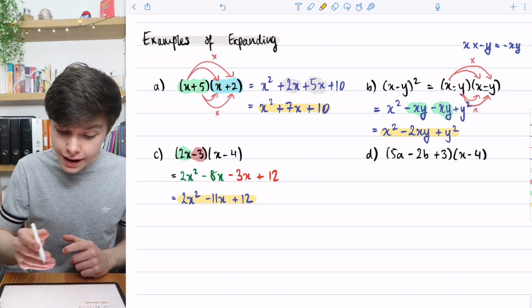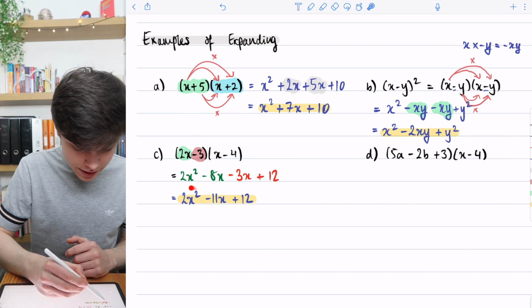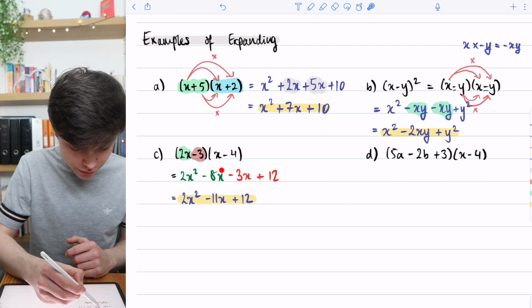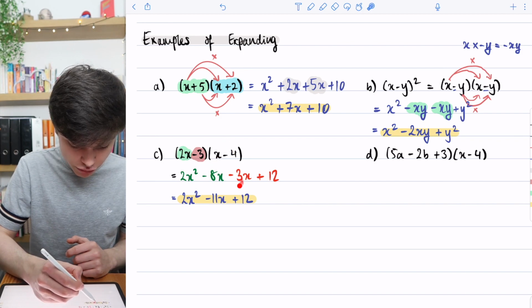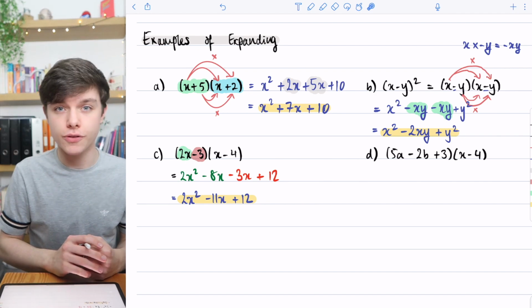You can always check your answer, so we can have the 2 times the x, yes, that gives me 2x squared, 2x times the x, then the 2x and a minus 4, minus 8, then minus another 3 will give me minus 11, and there was an x, and then multiply your constants.